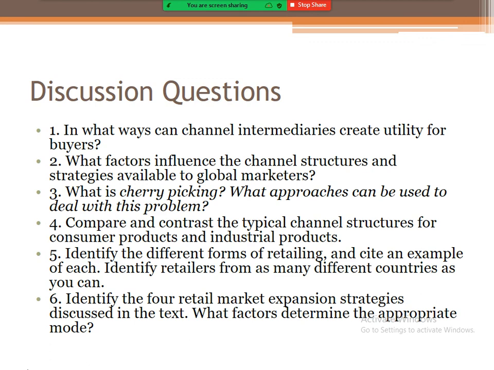Identify different forms of retailing and cite an example of each. Identify retailers from as many different countries as you can. Identify the four retail market expansion strategies discussed in the text. What factors determine the appropriate mode? So with this, my discussion is stopped.